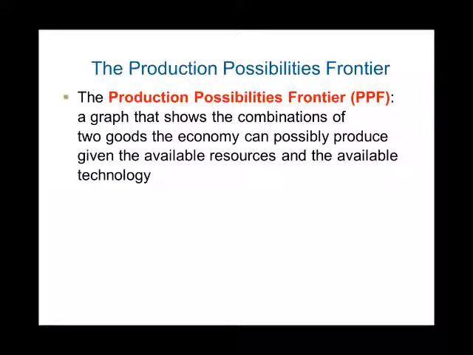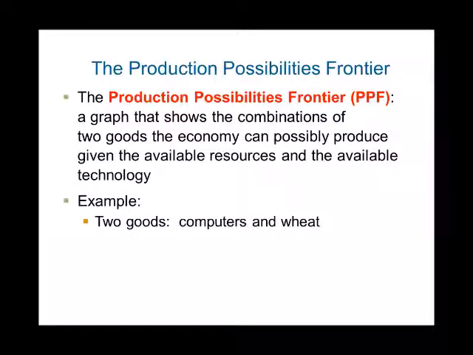So the production possibilities frontier just shows us what combination of the two products can be produced given the resources available and the technology available. So in our example, let's say that there are just two products, computers and wheat. Of course, this is very highly unrealistic. A region or a country doesn't produce just two products, but we're assuming that in this system, we just have two products.